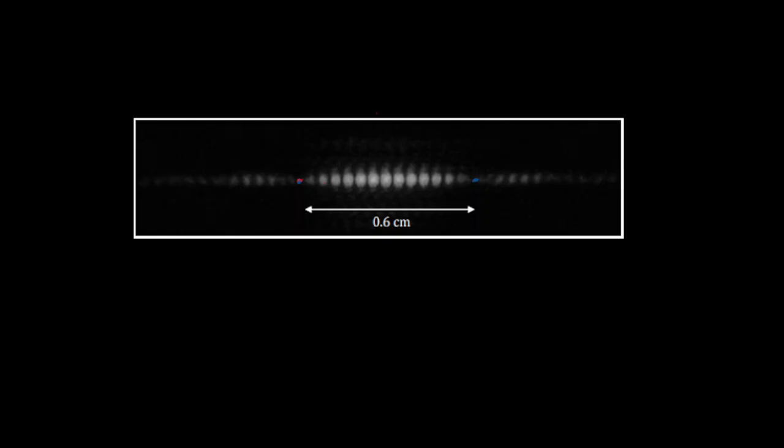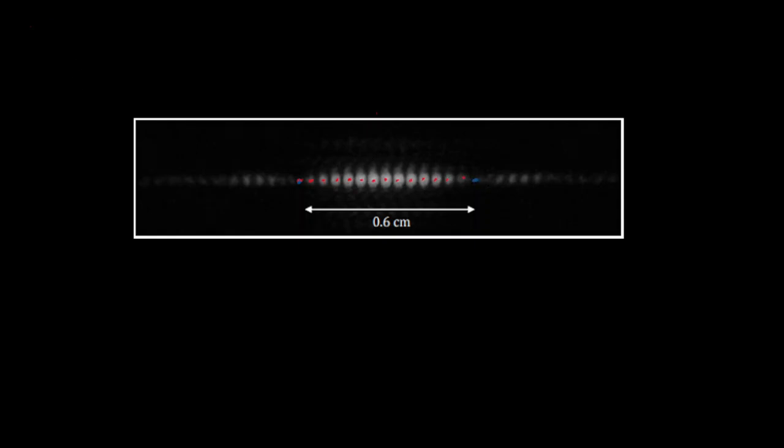Then to calculate the missing order, what we have to do is count how many interference maxima are present between these 2 points. This white dot here represents an interference maximum. So you have to count how many white dots are present between these 2 points. Let's count: 1, 2, 3, 4, 5, 6, 7, 8, 9, 10, 11, 12, 13. So we have 13 interference maxima between these 2 points.